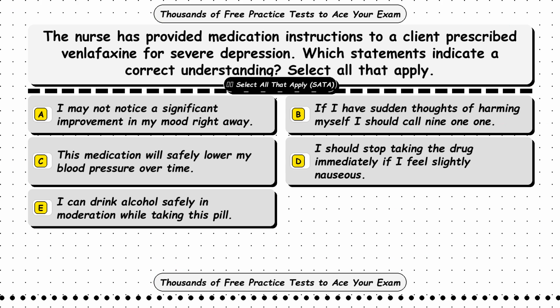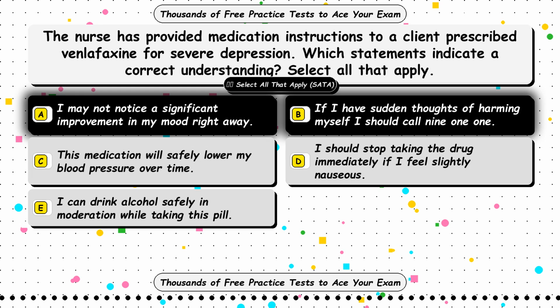Question 53. The nurse has provided medication instructions to a client prescribed venlafaxine for severe depression. Which statements indicate a correct understanding? Select all that apply. Option A. I may not notice a significant improvement in my mood right away. Option B. If I have sudden thoughts of harming myself, I should call 911. Option C. This medication will safely lower my blood pressure over time. Option D. I should stop taking the drug immediately if I feel slightly nauseous. Option E. I can drink alcohol safely in moderation while taking this pill.